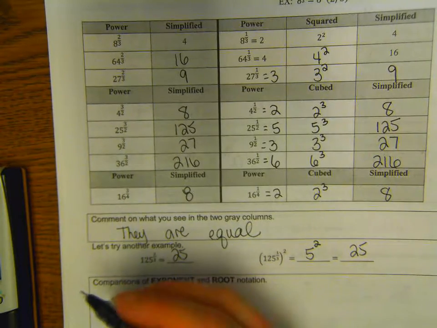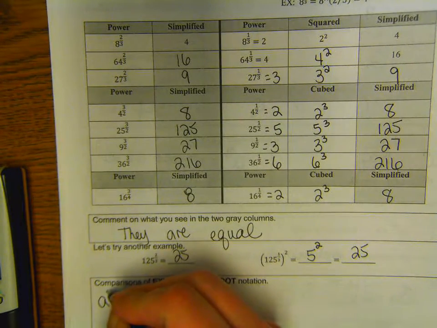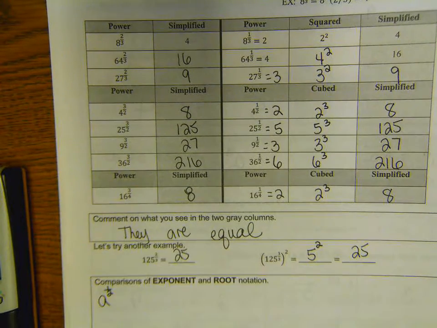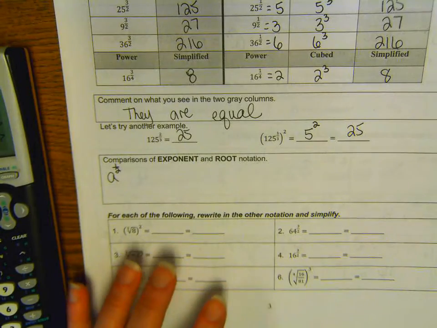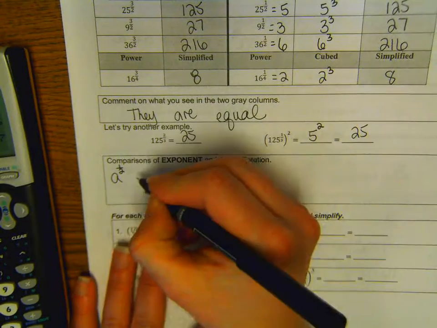Let's talk about exponents and roots. So when I see a to the 1/2 power, I call it the what root? Did I call it the second root? The square root. What does the square root symbol look like?